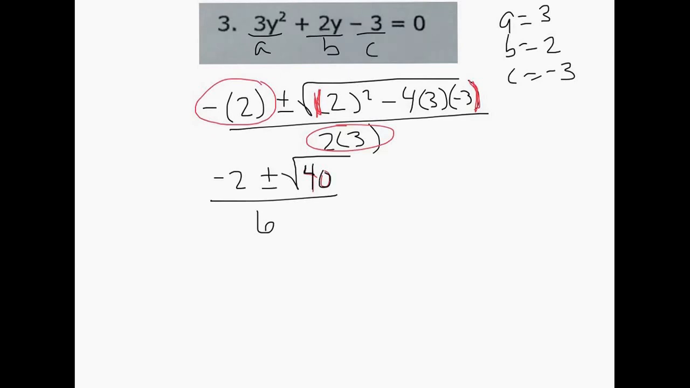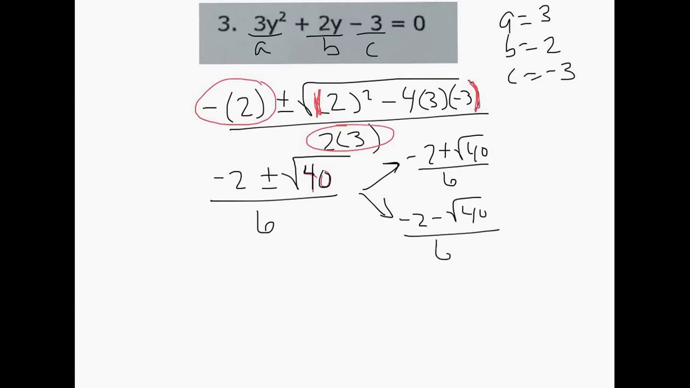Okay. Once I get that, I split this up. Negative 2 plus the square root of 40 divided by 6, and negative 2 minus the square root of 40 divided by 6. So I type that into my calculator. Negative 2 plus the square root of 40. Enter. Divided by 6. Gives me a crazy decimal, so I do math 1, enter. And it still gives me that crazy decimal again, so it's 0.72. Okay. Or it could have been left like that.